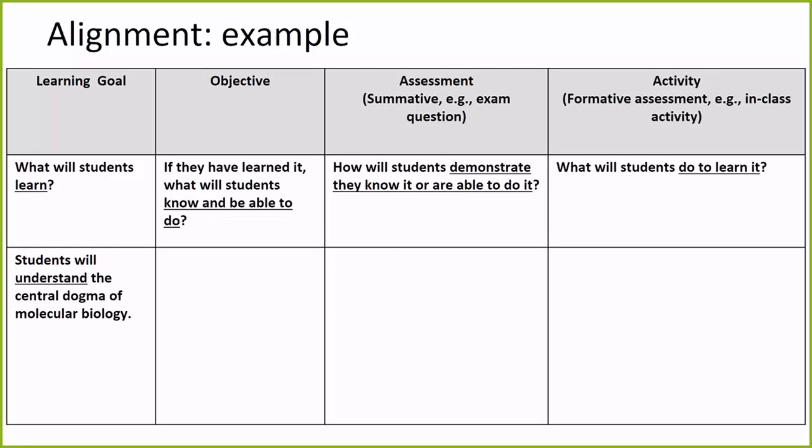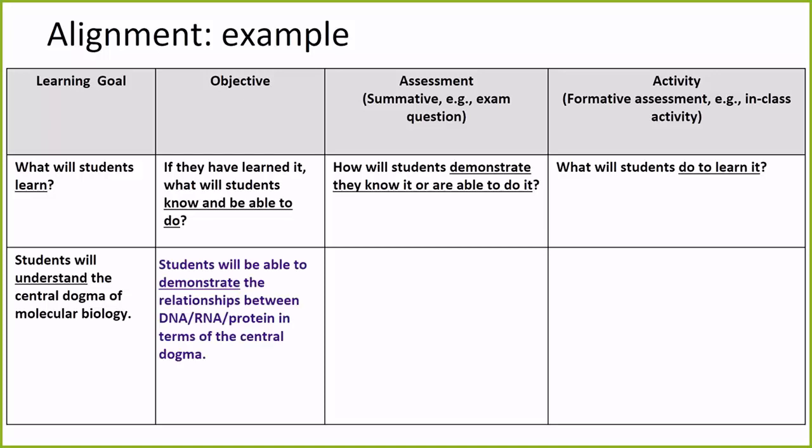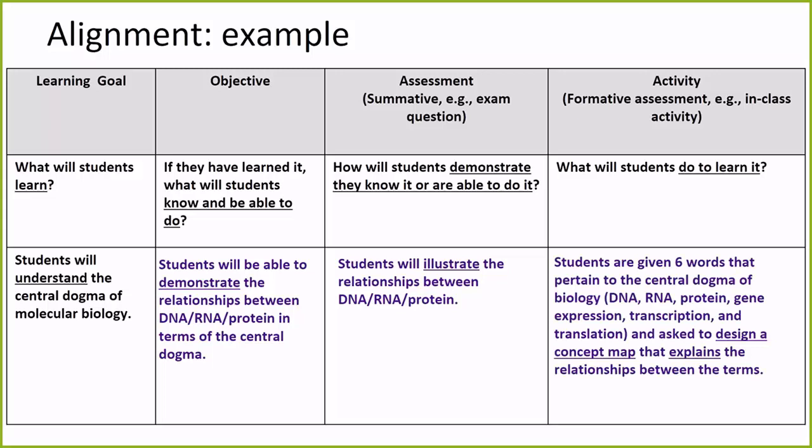Okay, so this activity grows out of the learning objective that students will understand the central dogma of molecular biology specifically. Within a learning goal, you often have multiple objectives, because central dogma is a pretty big concept, right? So this is just one of them: that students will be able to demonstrate the relationships between DNA, RNA, and protein in terms of the central dogma. And the assessment that we use is that they'll be able to illustrate the relationships between DNA, RNA, and protein. And the activity that allows us to assess whether or not they can illustrate it is our concept map, okay?